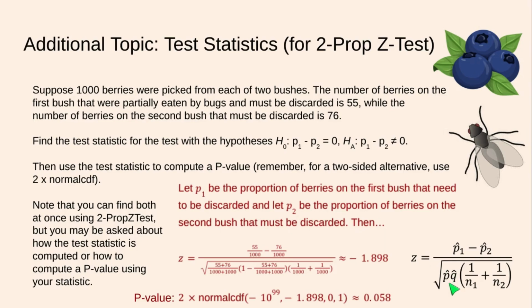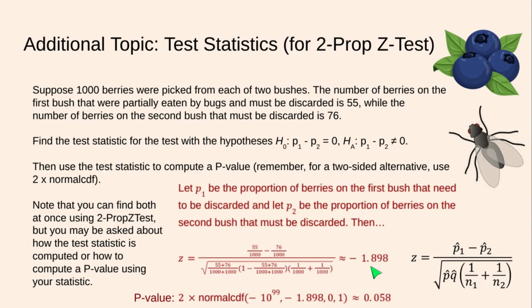What is P hat? Well, P hat is going to be 55 plus 76 over 1,000 plus 1,000. It's my total number of successes over the total of the sample sizes. And then I have 1 minus P hat, which is Q hat. So here's P hat, and then this difference right here is Q hat, all right? And then I have 1 over my first sample size, 1 over my second sample size. You could have written 2 over 1,000, but explicitly writing the two 1 out of 1,000s makes the point clear, because technically the sample sizes could be different. If you were to evaluate this, you get negative 1.898 approximately, so a little shy of a negative 1.9.